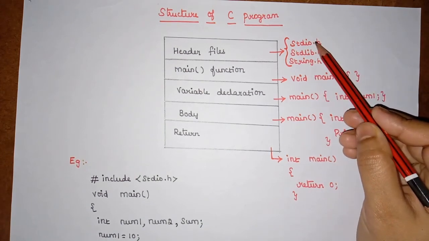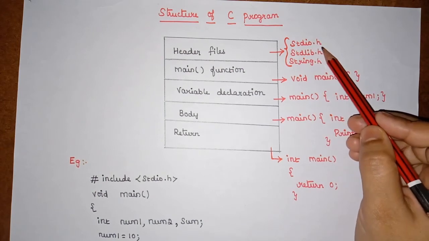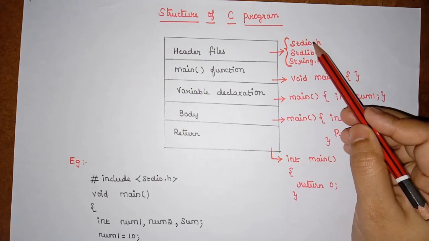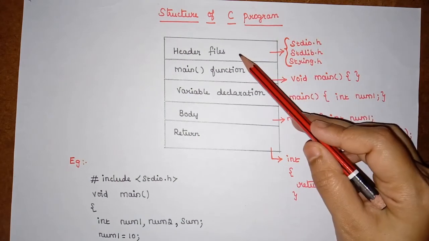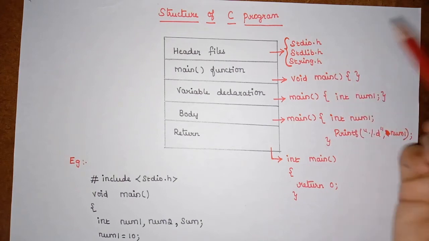These are some of the header files. As you can see, the extension of these files is .h. So here h represents the header file. The .h extension is used for header files, that is stdio.h, stdlib.h, and string.h.